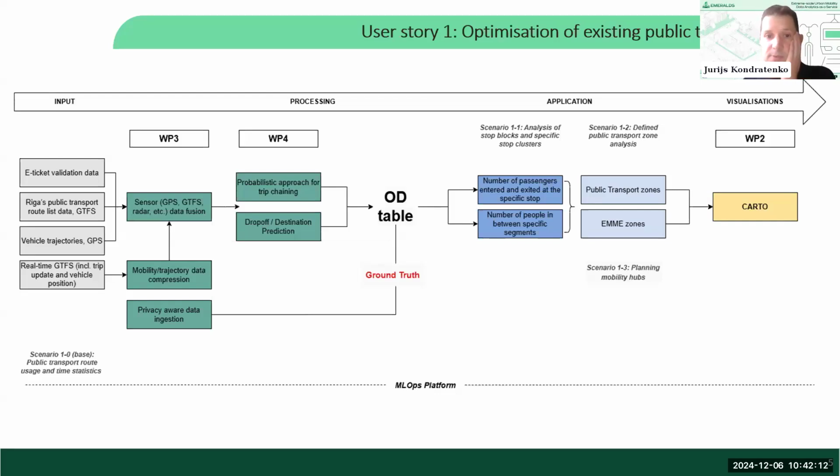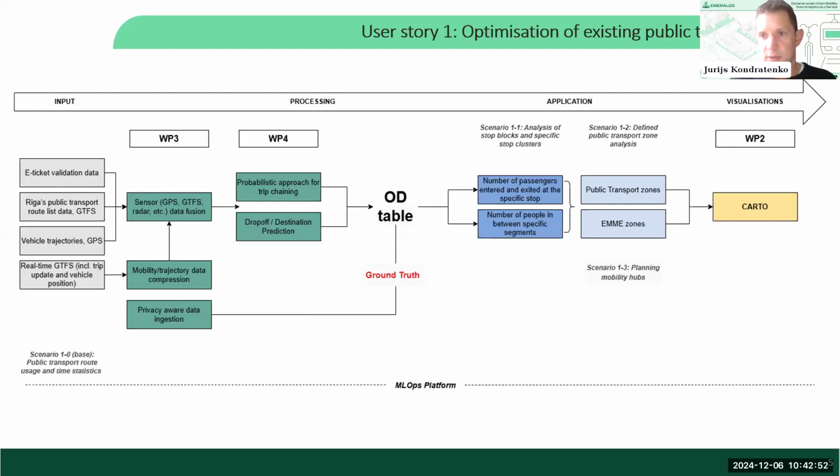Right. So now suppose we have most or all of the passengers determined or estimated where they entered and exited the network, and considering that for each ride we also have line information and trajectory, etc., we are able to compute the OD table, the origin-destination table. We compute it on different levels. It's in between the stops, which is quite interesting for a public transport operator.